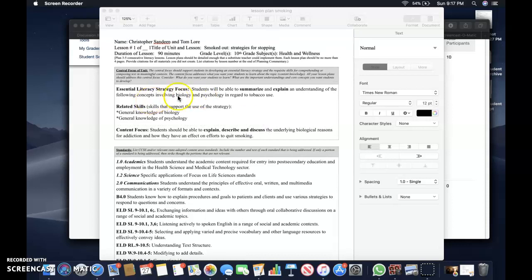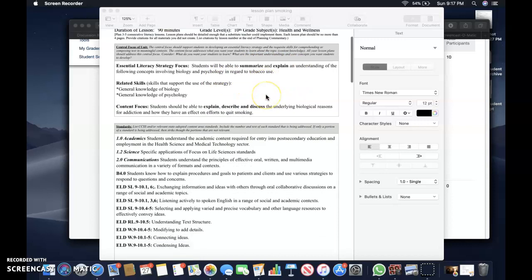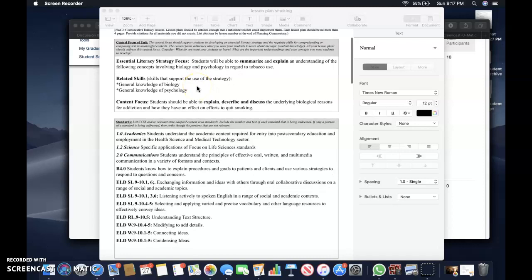So it started off with the essential literacy strategy focus. We used summarize and explain, and we bolded them, a good way to make those words stand out. The related skills needed to be able to work in this lesson plan we stated there, and then the content focus, which just tells us what the content is going to be focusing on throughout the lesson.